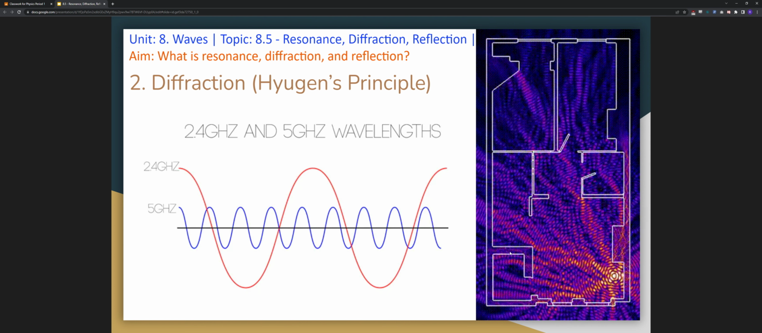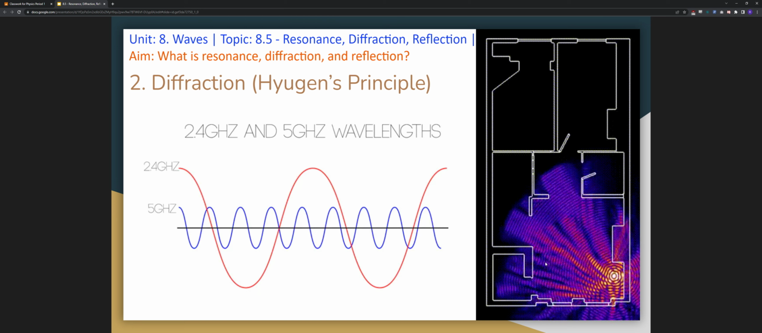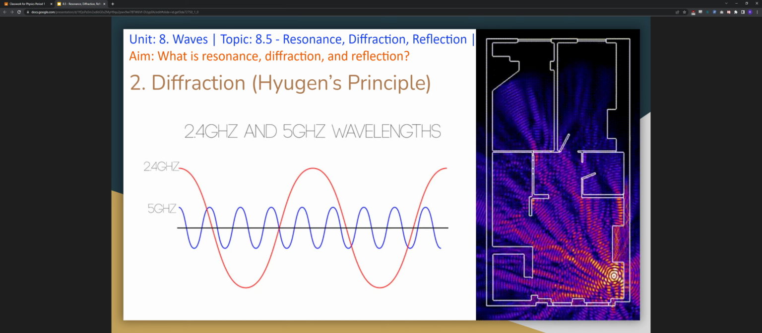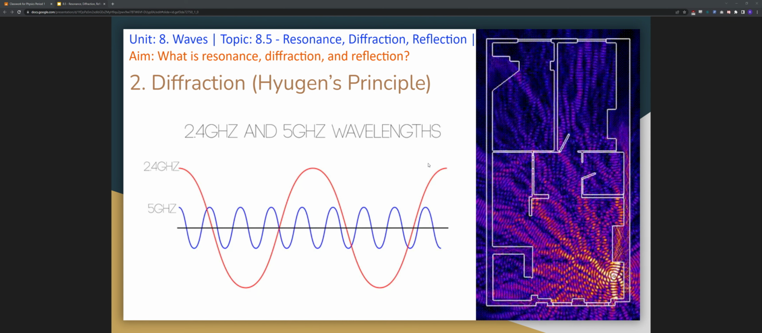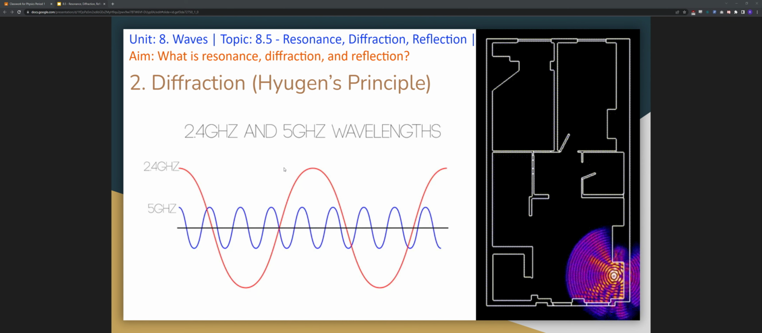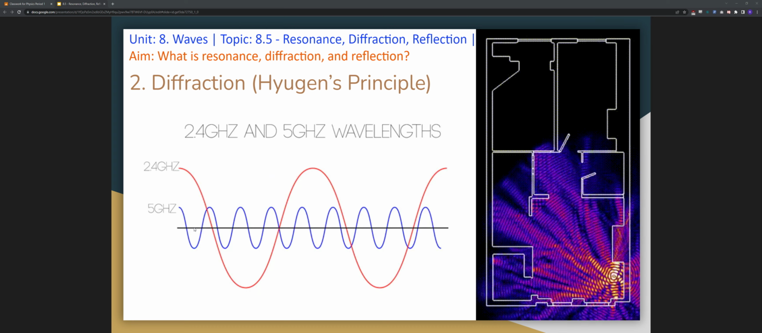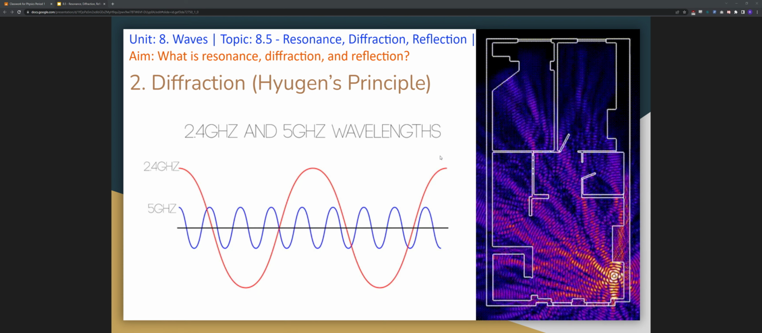And while radio waves, Wi-Fi, can pass through objects and barriers, they can also diffract, right? So any type of wave can diffract. For example, your phone, right? You use a flashlight. Your flashlight comes out from a small opening and spreads. That's diffraction. Light is a wave.